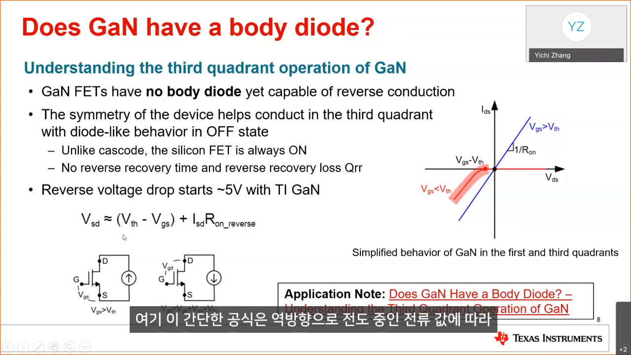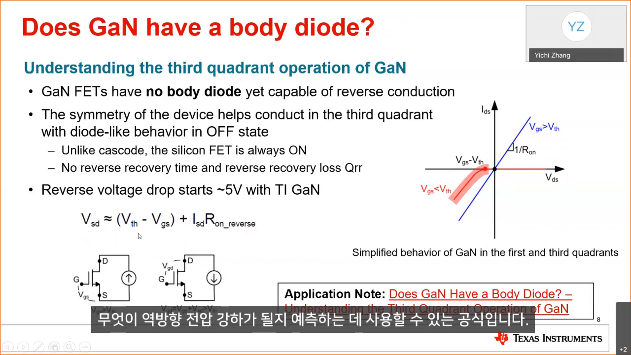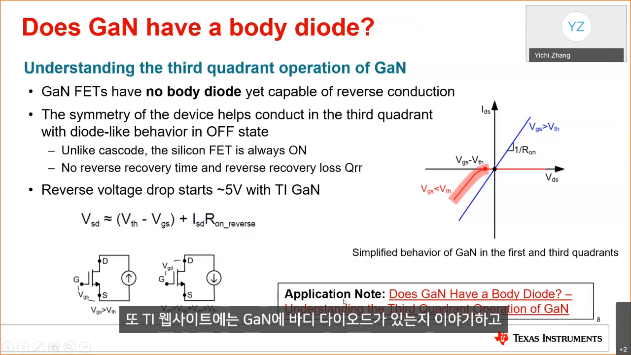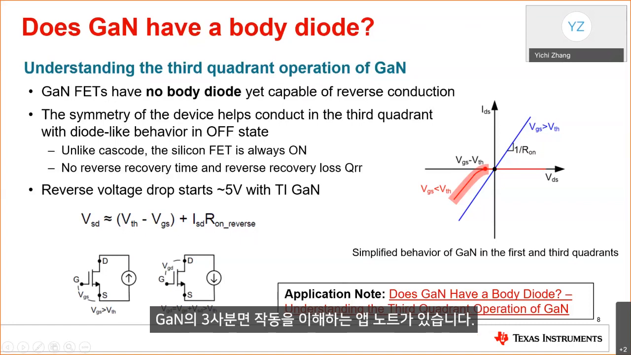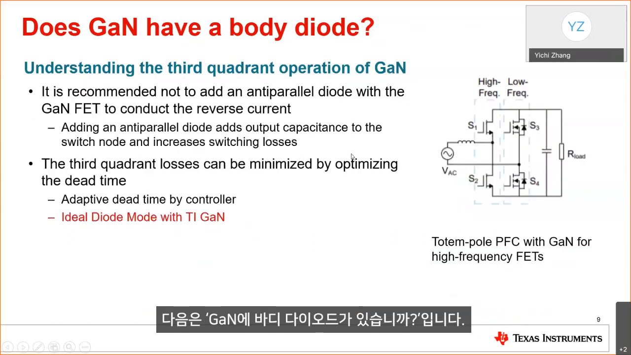Here is a simple formula you can use to estimate the reverse voltage drop based on the current value you are conducting in the reverse direction. And also, we do have app notes on our website talking about how GaN has a body diode and understanding the third quadrant operation of GaN.